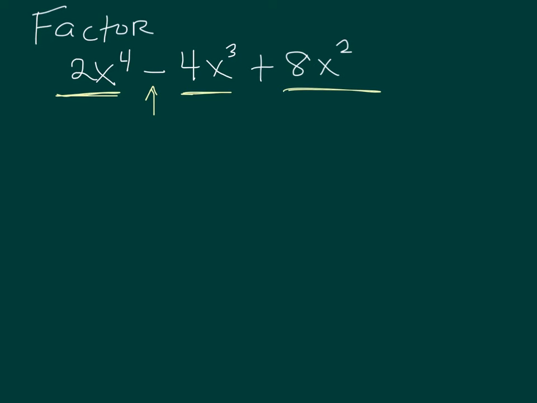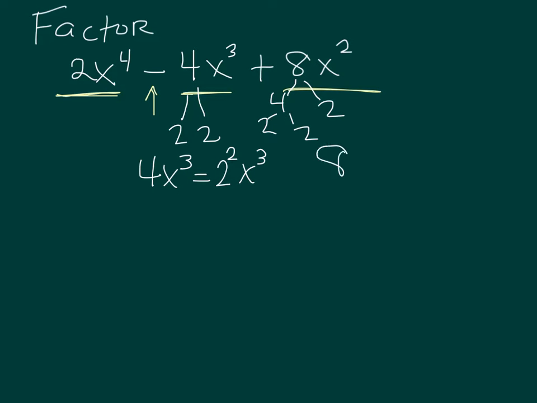So 4 breaks down into a 2 and a 2. So this whole term then becomes 4x to the 3rd, which becomes 2 squared, x to the 3rd. Then with this 8, I've got a 4 and a 2, 2 and 2, so 8x squared becomes 2 to the 3rd, x squared. So now when I look at these 3 terms, I can more easily see what their prime factor parts are.